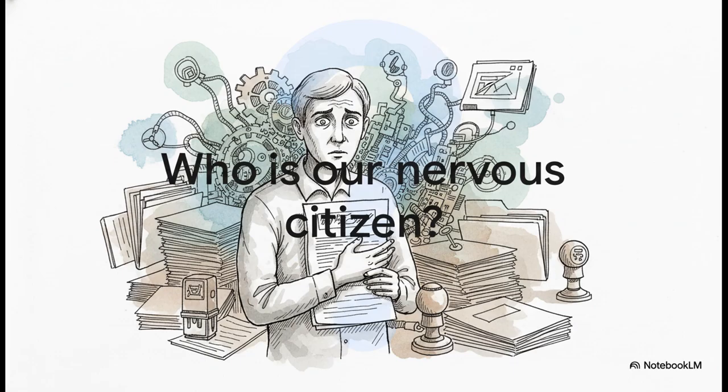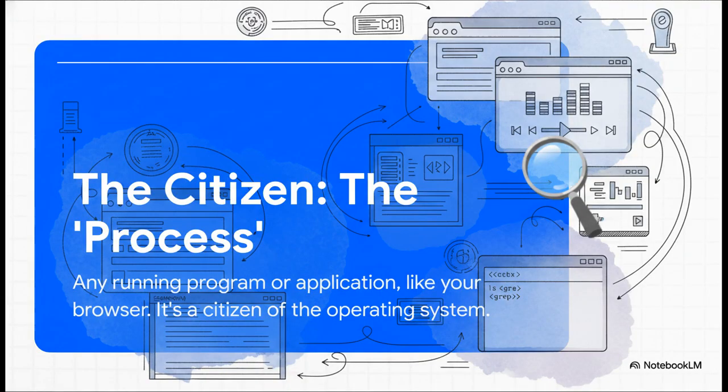Okay, let's start with the person we can all relate to, our nervous citizen, the one clutching that piece of paper. Who do you think they represent in the world of your computer? Well, that citizen is any program you're running, your web browser, your music app, even a little command you type into the terminal. In the lingo of the operating system, each of these is called a process. It's basically a citizen that has to ask permission to do, well, anything.